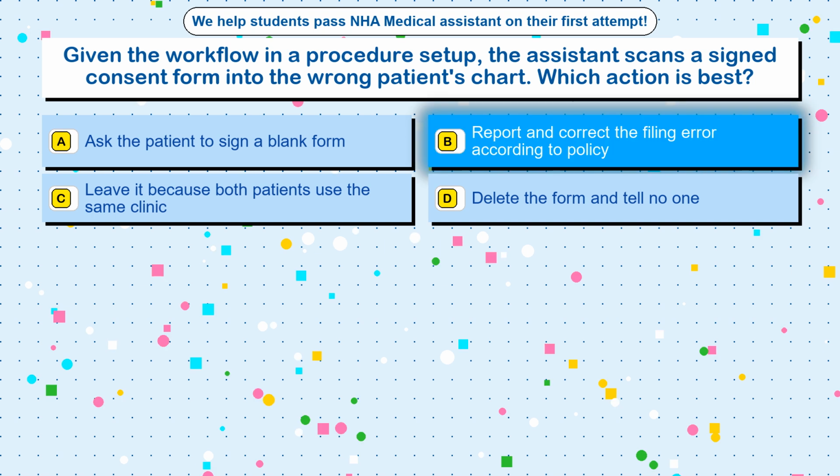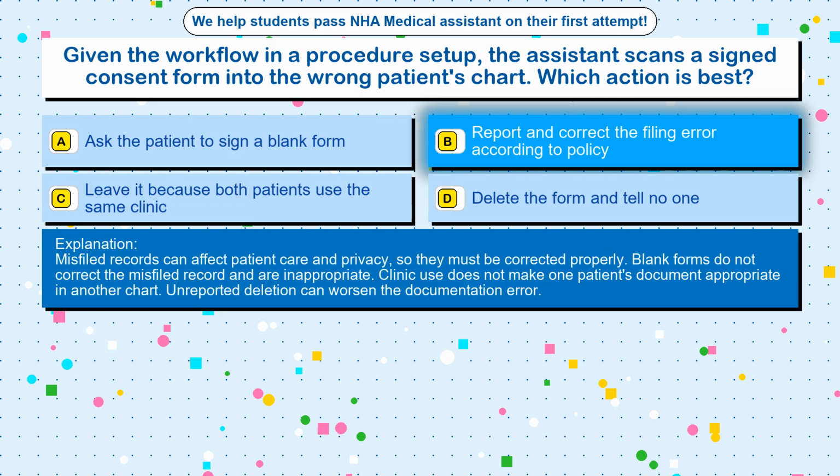The correct answer is option B, report and correct the filing error according to policy. Misfiled records can affect patient care and privacy, so they must be corrected properly. Blank forms do not correct the misfiled record and are inappropriate.